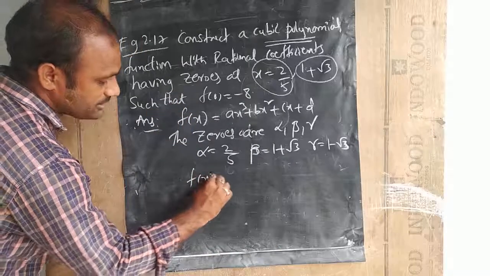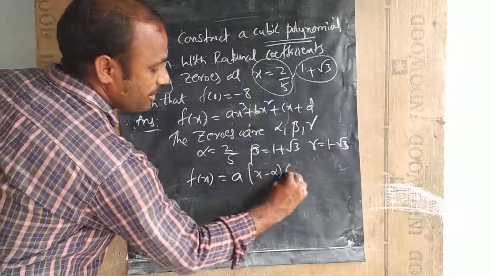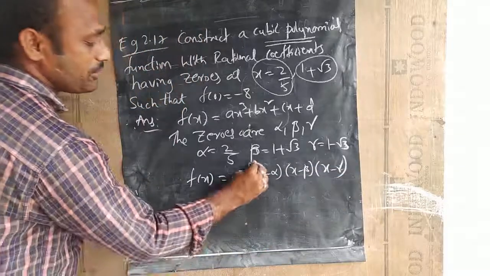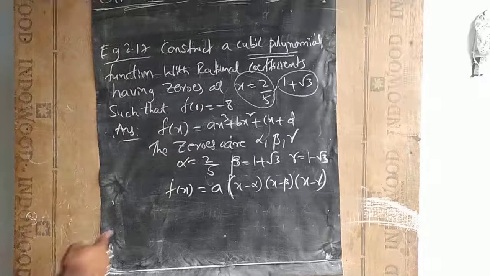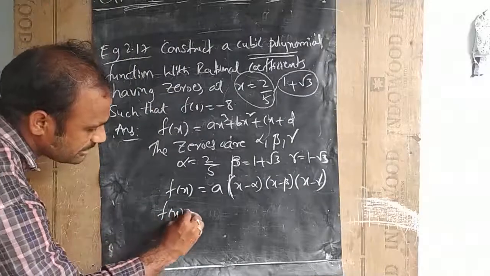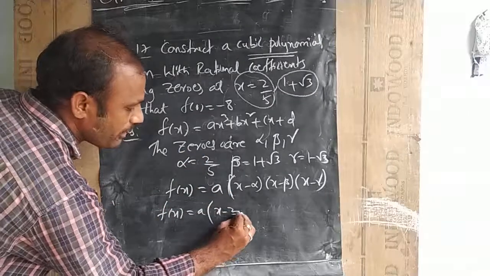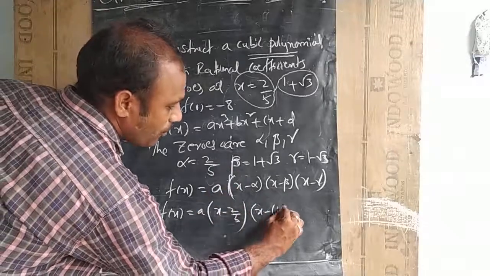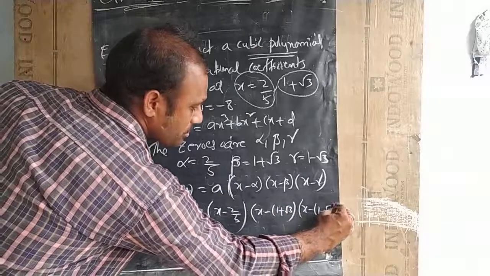F of x is equal to a, some arbitrary constant here, into x minus alpha into x minus beta into x minus gamma. So we need to get this a value. We will find out that a value. Now let us substitute here. F of x is equal to a into x minus alpha, that is x minus 2 by 5, into x minus beta, that is x minus of 1 plus root 3, into x minus gamma, x minus of 1 minus root 3.